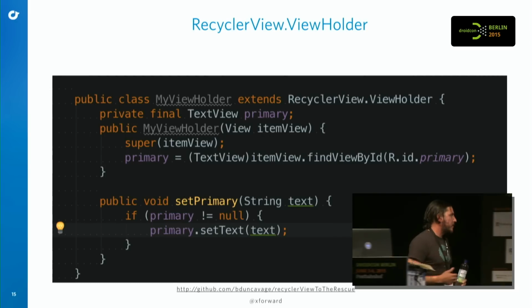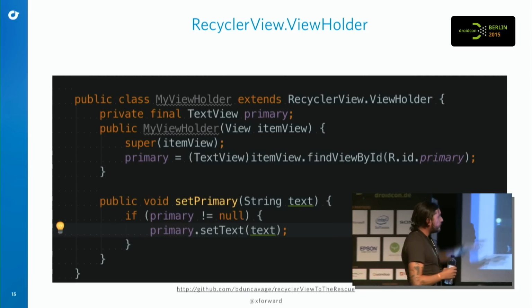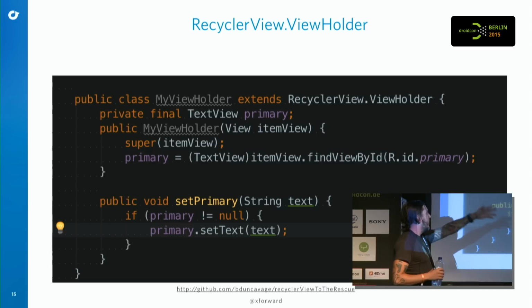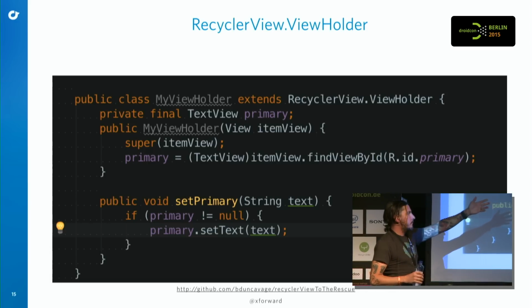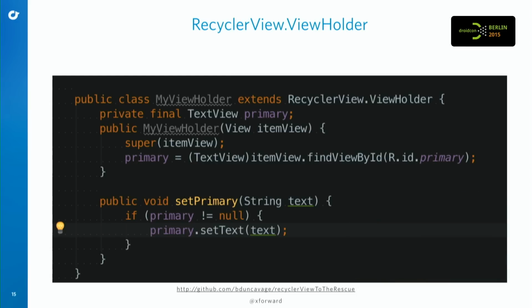So here's a simple example of a view holder. You extend the RecyclerView view holder. The only real requirement there is that it has a constructor that takes a view as a parameter. So what you do here is you find your text view, and then you make an accessor here to set the text. Generally, you don't even really need access to the actual text view itself. You probably just want to set the text, and then you can make things like hide it, show it, stuff like that.